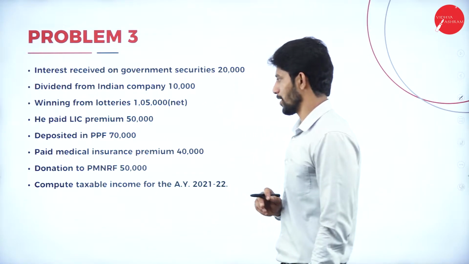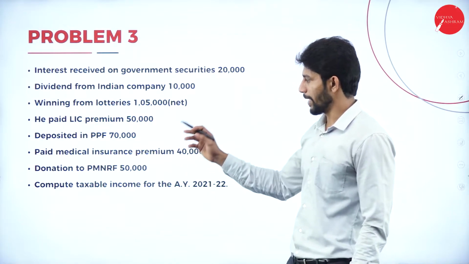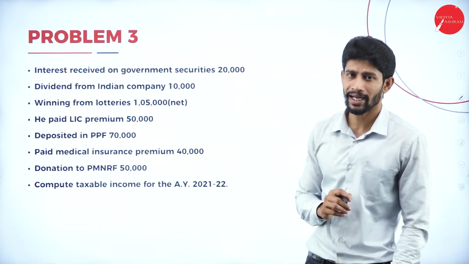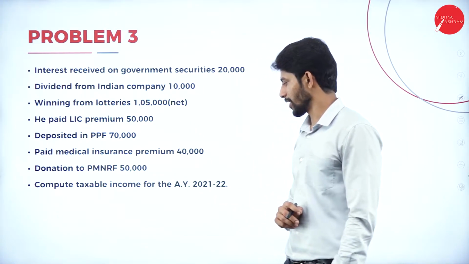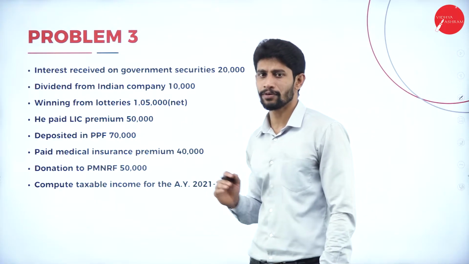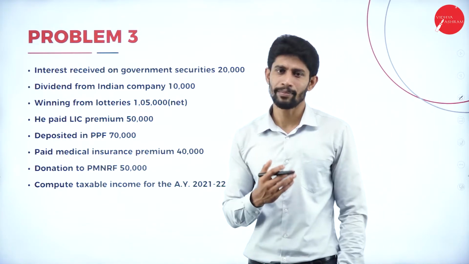He paid LIC premium 50,000, deposited in PPF 70,000, paid medical insurance premium rupees 40,000, donation to PM-NRF rupees 50,000. Next, compute taxable income for the assessment year 2021-22. So by using this information, we are supposed to find out the taxable income and the tax liability also.